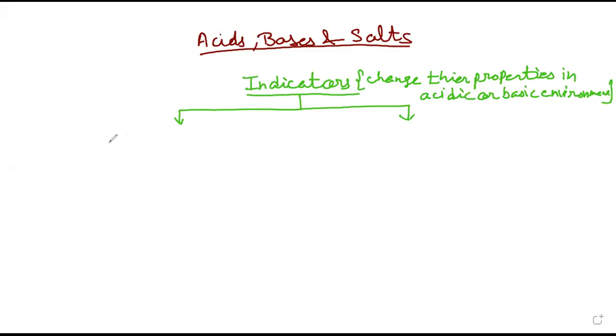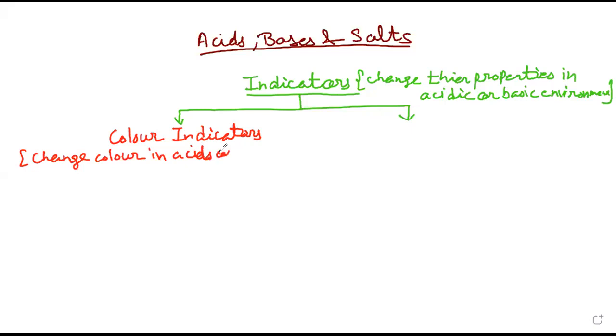So indicators are of two types. One is color indicators. So what are color indicators? Indicators which change their color when introduced in an acidic or basic environment, change color in acid or base. That's why they are known as color indicators.